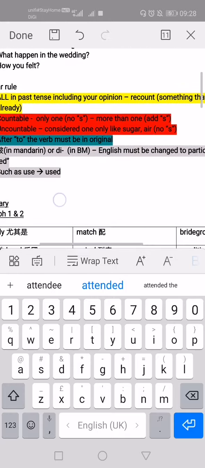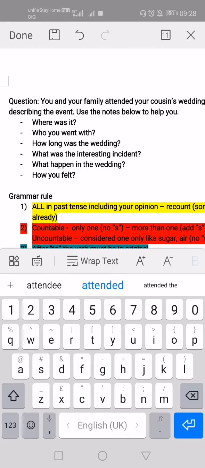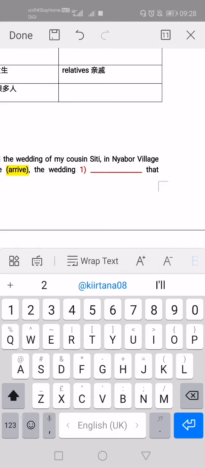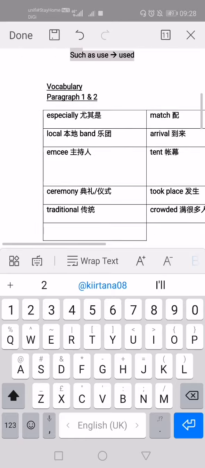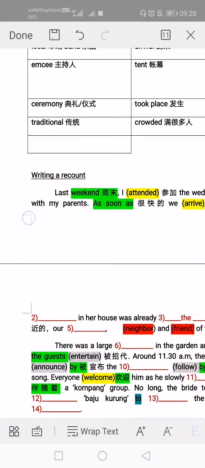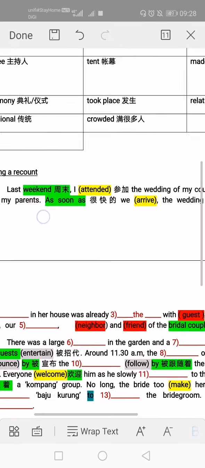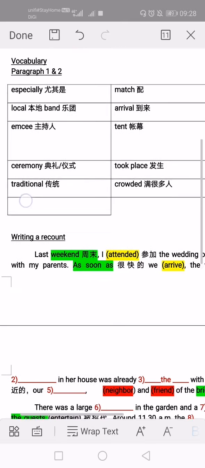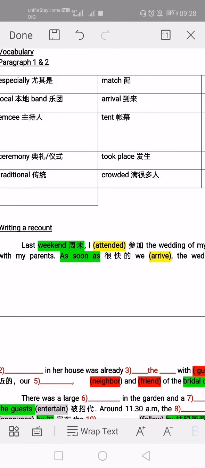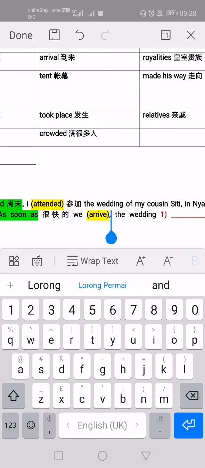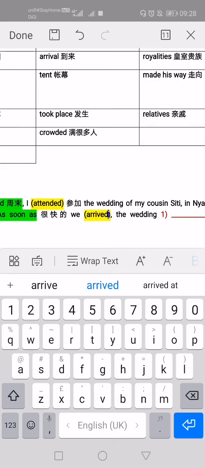Why? Because the question asks you, where? You cannot just say 西部, 一个指示的地方, Yabur village. Yabur village where? Yabur village. With who? With my parents, okay? 你这边也可以加西部的，没关系，我只是写一个比较仔细的地方. As soon as 很快的, we arrive, okay? Arrive. What is the past tense for arrive? Already got E, so you just need to add D, okay?